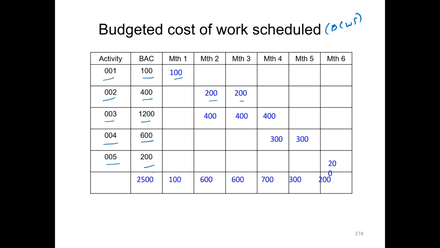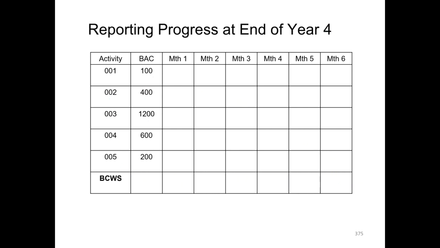So we can see the total project budget is 2500, of which we would be spending 100k in the first month, 600 in the second, 600 in the third, 700 in the fourth month, 300 in the fifth month, and 200 in the last month of this project. Right, so mind you, this should be 100. All right, now we are reporting the progress, so let's call it month, not year.